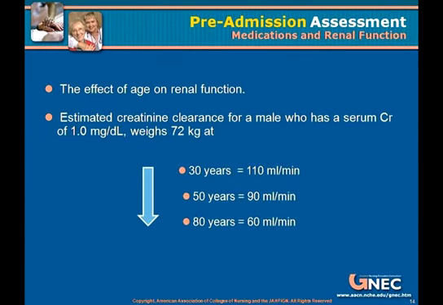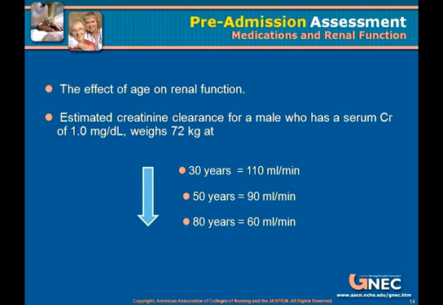So we know that age affects renal function. Certainly it affects different people to a different extent, so you can't make assumptions that because I'm 60, I'm going to have a particular value assigned to my creatinine clearance. But in general, we can estimate that creatinine clearance, for instance, for a man who weighs 72 kilograms, will change over time. So for someone who has a creatinine of 1 milligram per deciliter, at 30 years of age, their clearance will be 110 milliliters per minute.